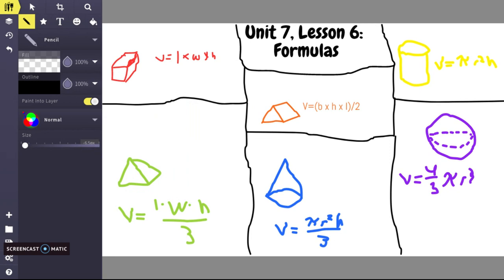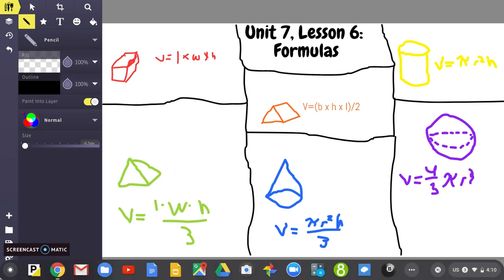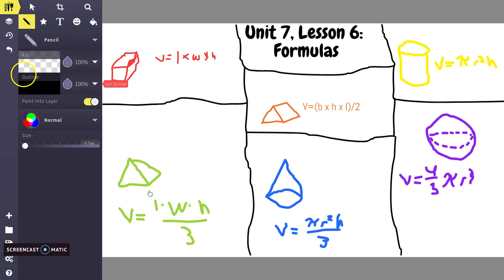It's pretty much just volume, actually. There is surface area that you may need to know, but that's not applicable for this lesson. So we have 6 different 3D figures, and let's figure out what the volumes are, and not only just what they are, but why.